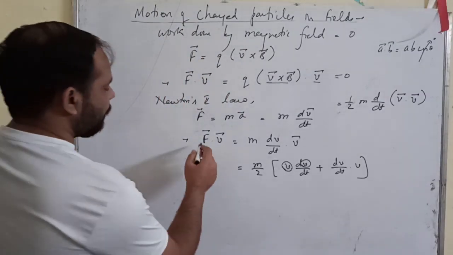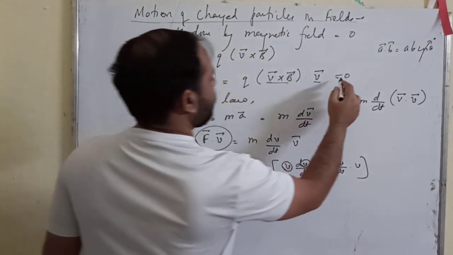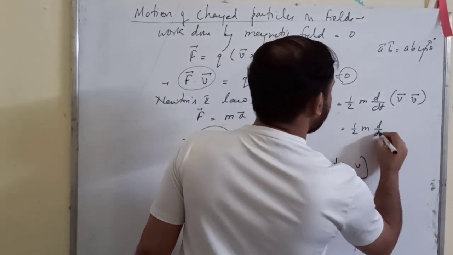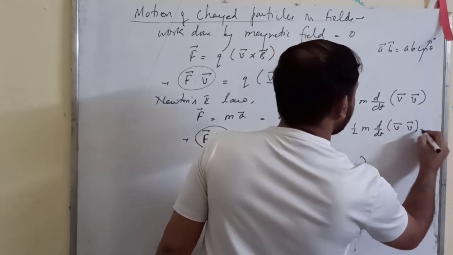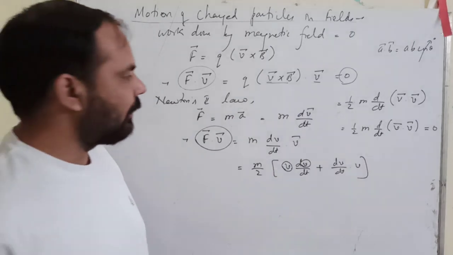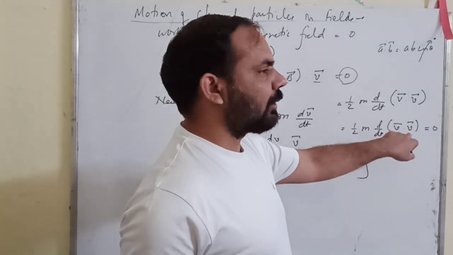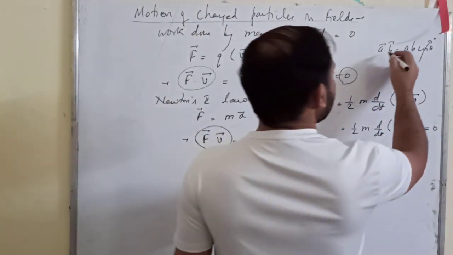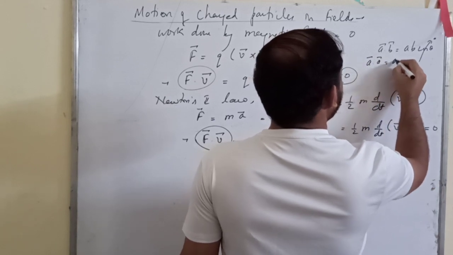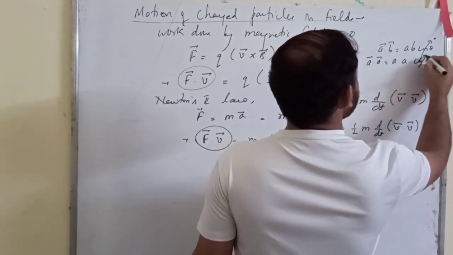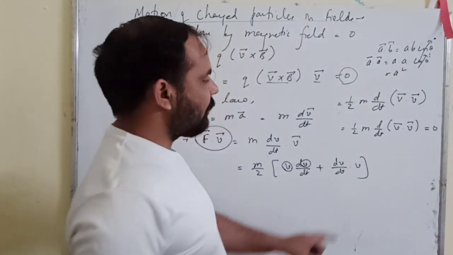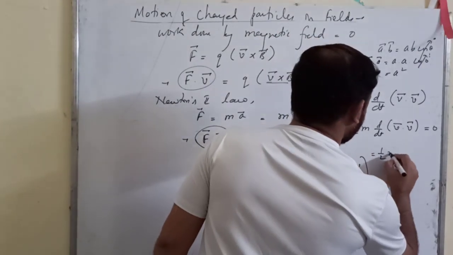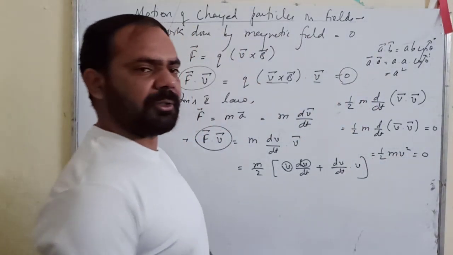Now how much was this value? This was 0. So you can say that half m d by dt of v dot v is equal to 0, right? Okay, now how much is the dot product of a vector with itself? a dot a is a times a cos 0. Cos 0 is 1, so it becomes a square. So how much will v dot v be? It will be v square.